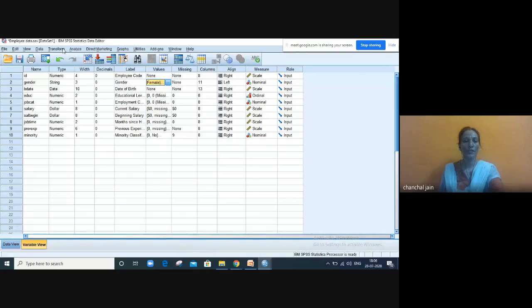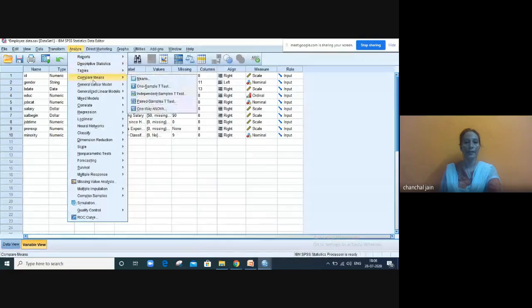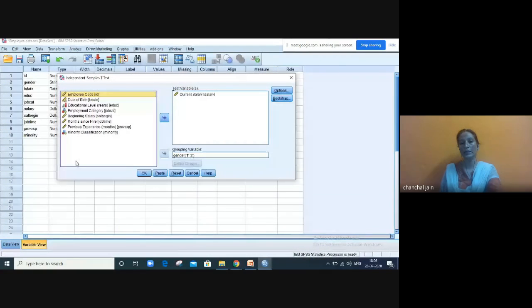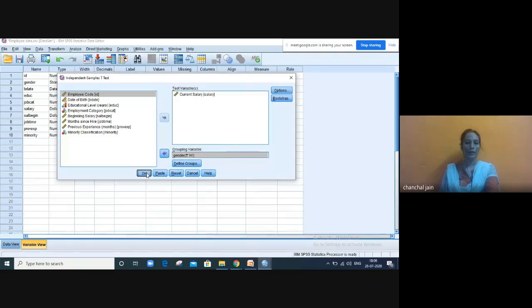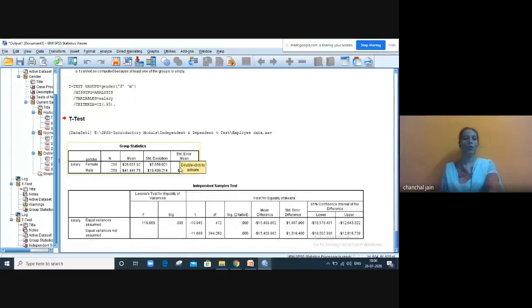So I'm clicking on Analyze, then Compare Means, then Independent Samples t-test, then coming to Define Groups and writing here F and M. Then click on continue and then click on OK. So now you are able to see the output. Now SPSS is giving you output for the independent sample t-test, and I am interpreting both the tables for you.